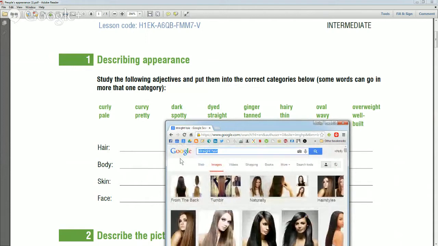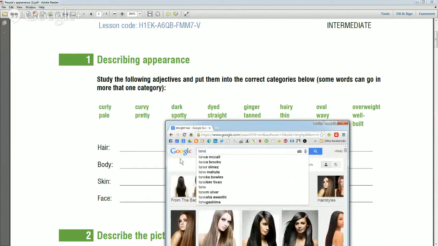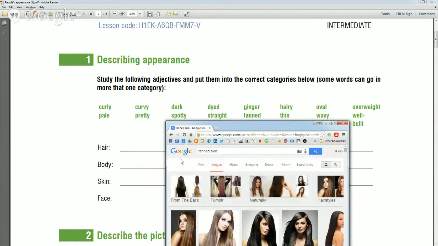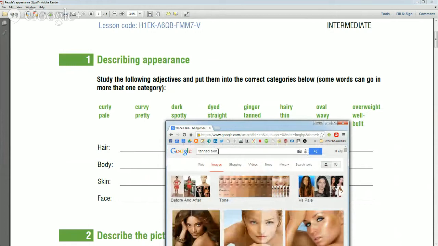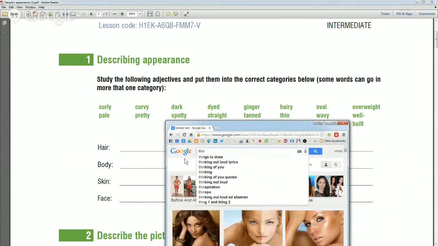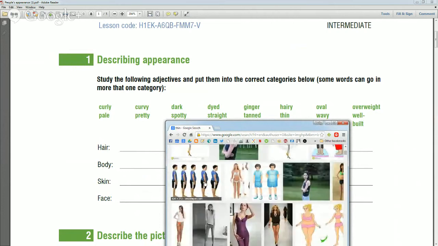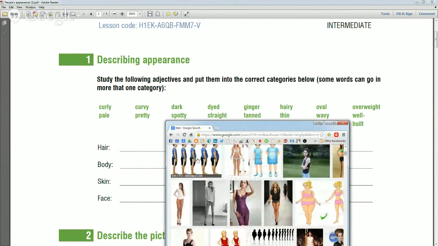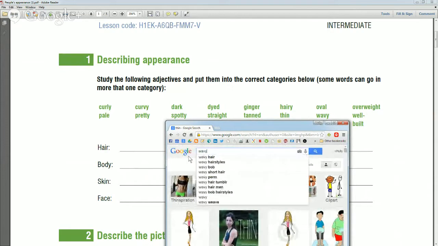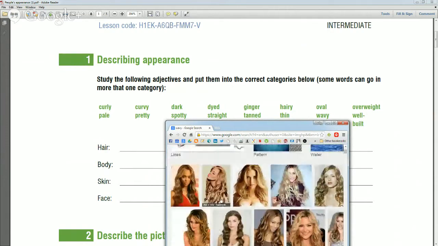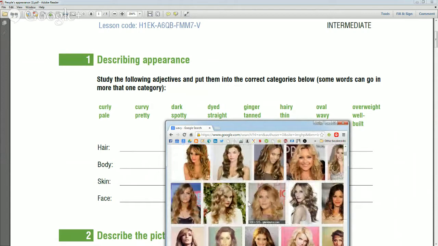Tanned, of course, is tanned skin. This would be tanned, this would not be tanned. Thin, of course, would be body. If you're thin, you're not overweight. This is overweight, this is thin, and this is normal. And this is a little overweight. So then we've got wavy. Wavy usually has to do with hair. This is also wavy lines, but usually when we use the word wavy, we're talking about hair.